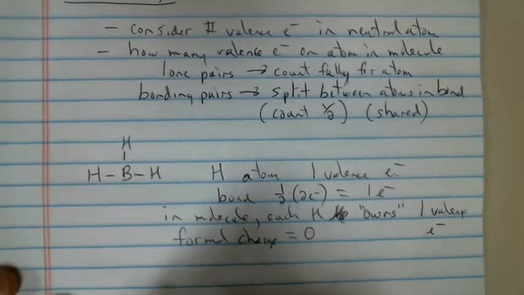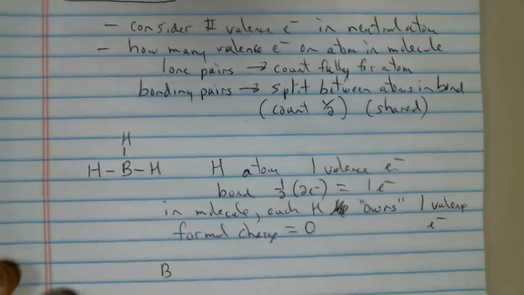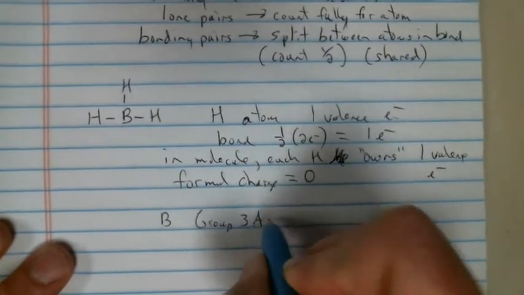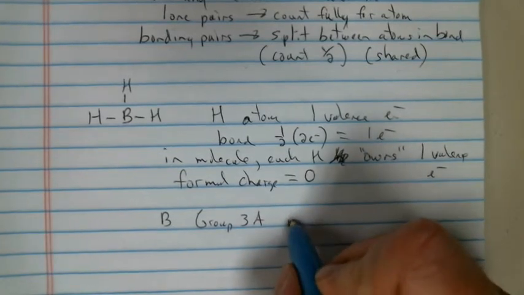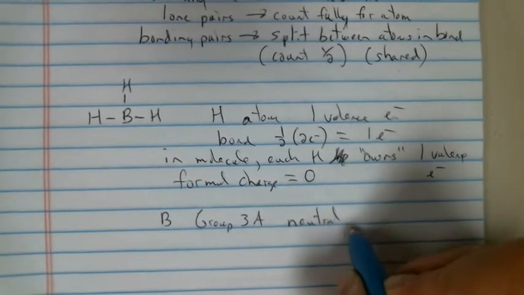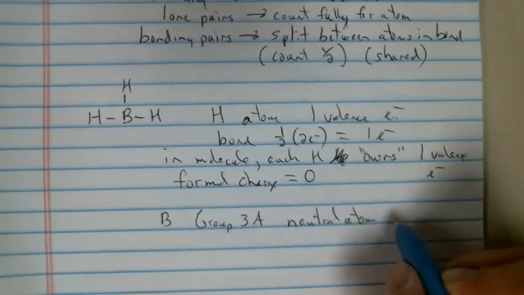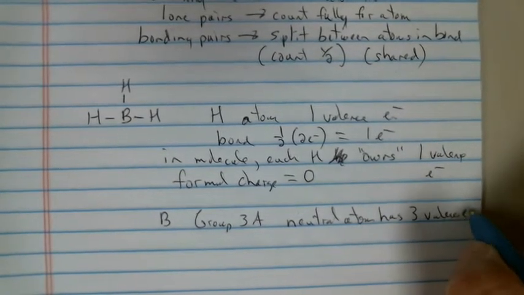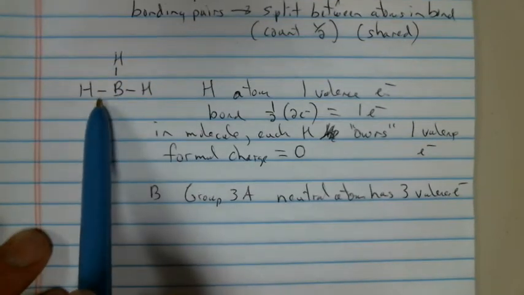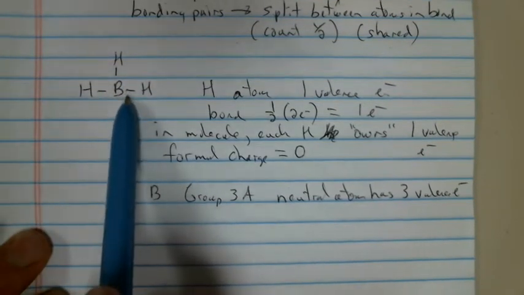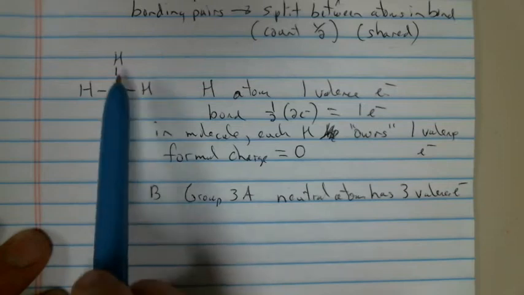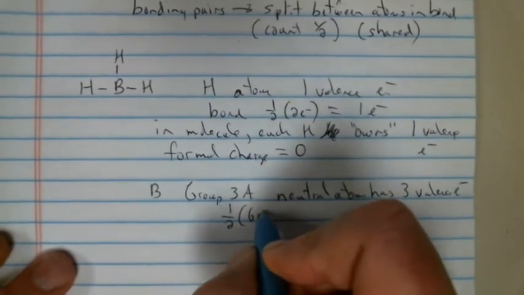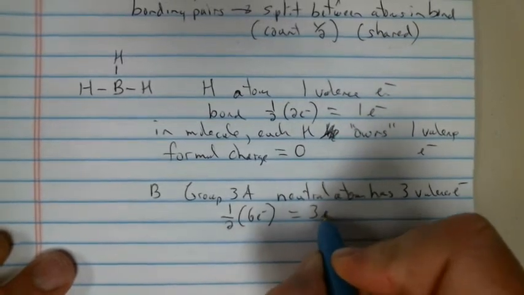All right, what about boron? Boron is in group 3. So a neutral atom has 3 valence electrons. There are 3 bonds, so that's 6 electrons in bonds, and they count half. So we would do 1/2 of 6 electrons equals 3 electrons.